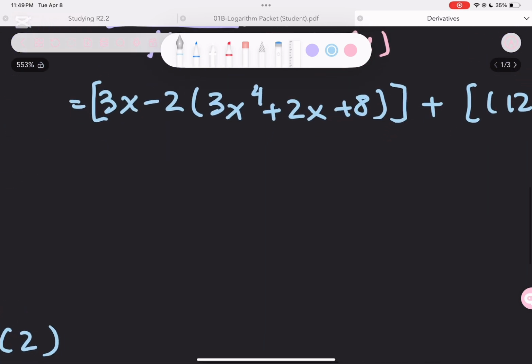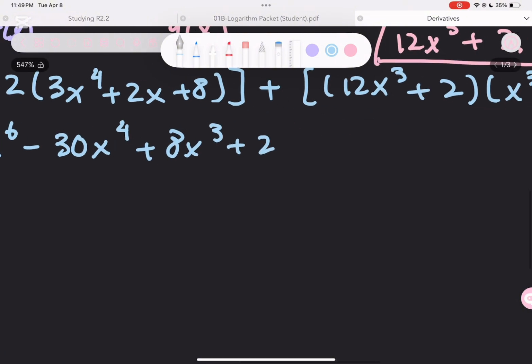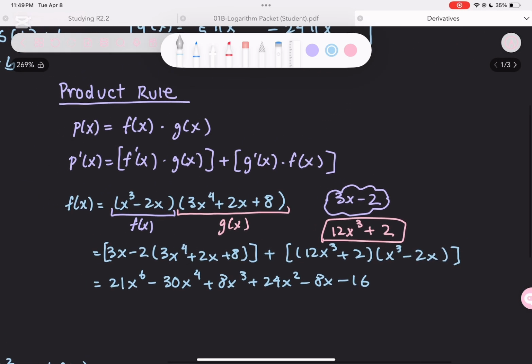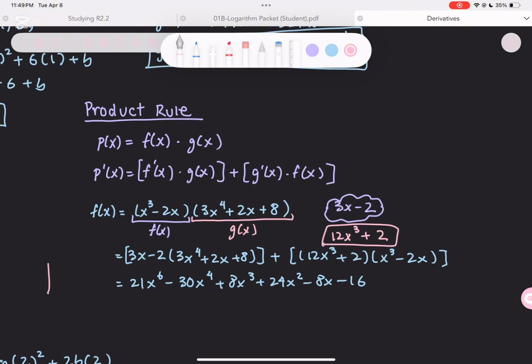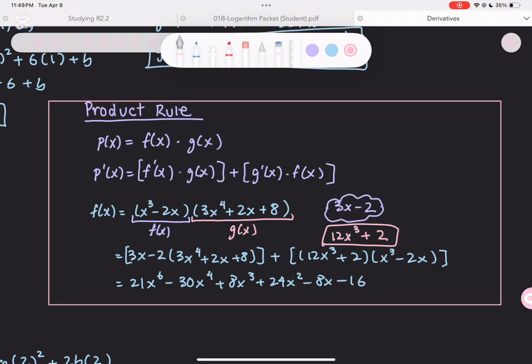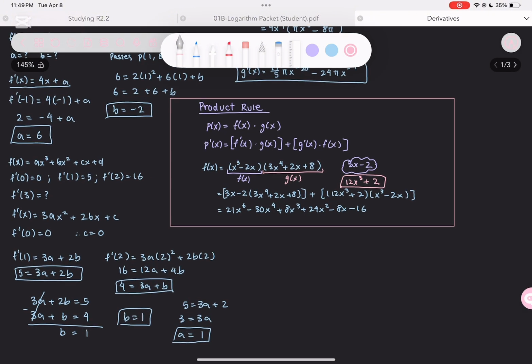And now you expand. I really don't feel like expanding this right now, but you should get a final answer of x to the 6 minus 30x to the 4 plus 8x3 plus 24x2 minus 8x minus 16. So this is what product rule is, essentially. Let's box that up. Okay, that's really important.